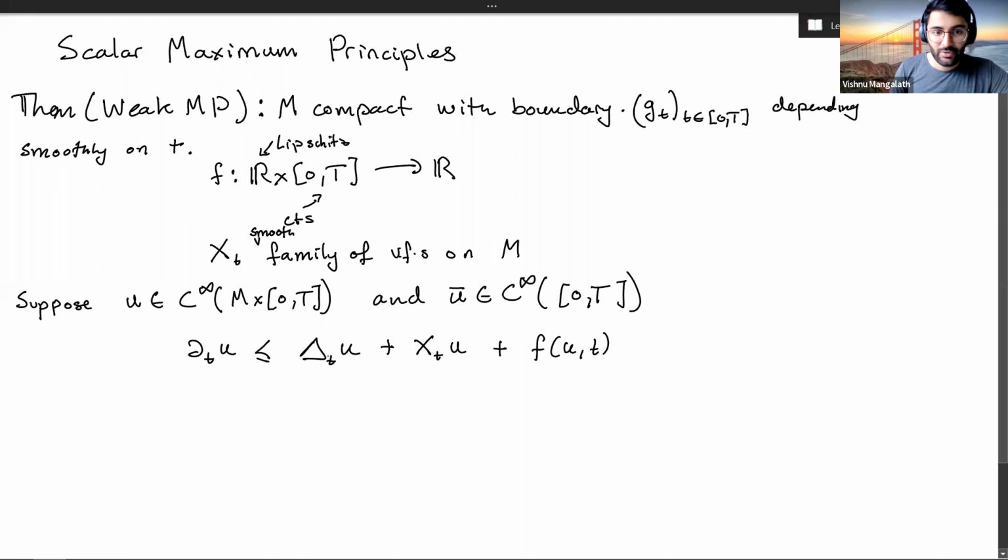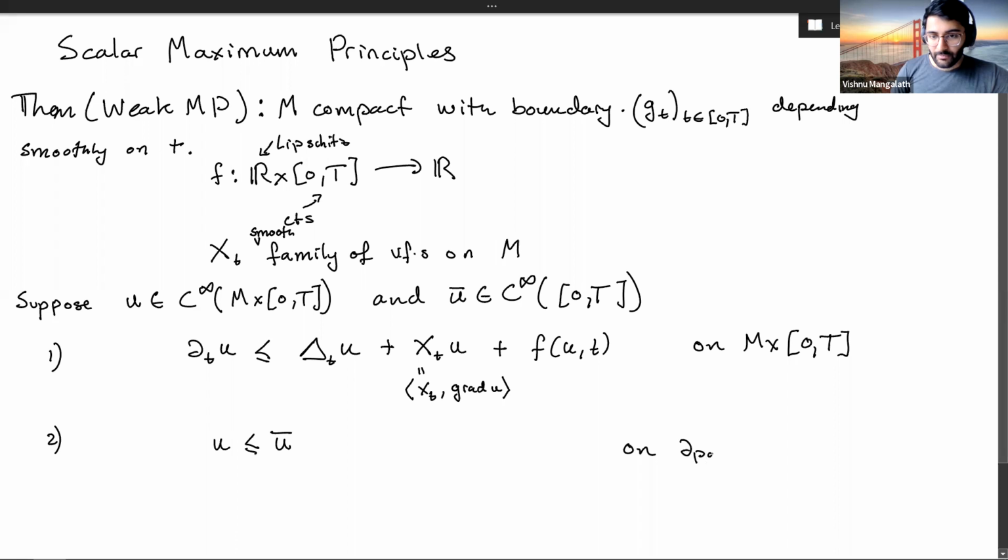So this is the Laplace-Beltrami operator. And this here is the same as X_t in a product with grad u. So that's the first property. A second property we need is that u is less than or equal to u bar. This needs to be true on the parabolic boundary of M cross [0,T], which is defined to be M times {0}, so the whole manifold at time 0 has to be true, as well as always on the boundary for all time.